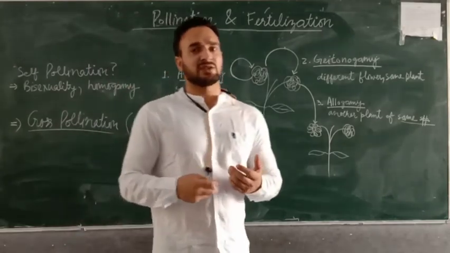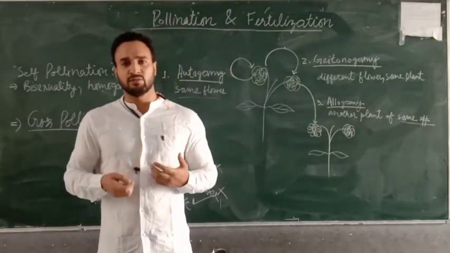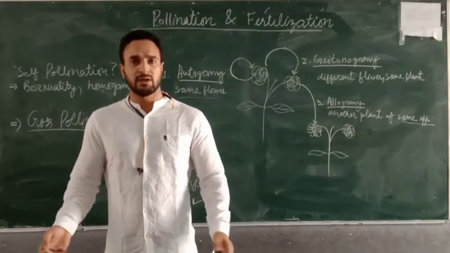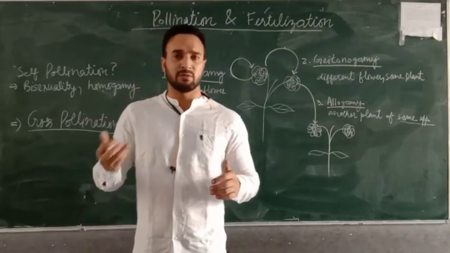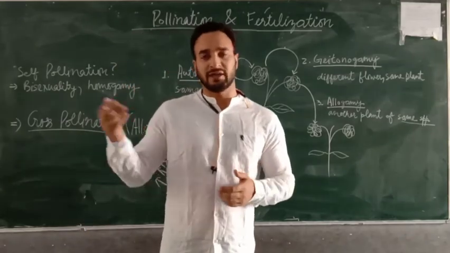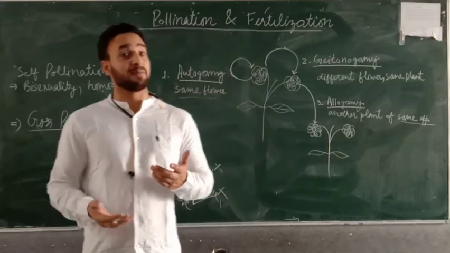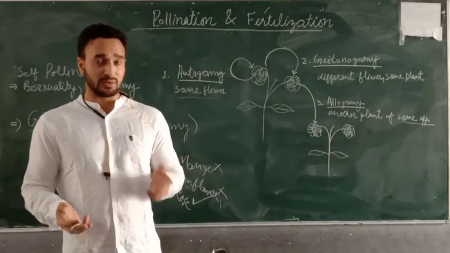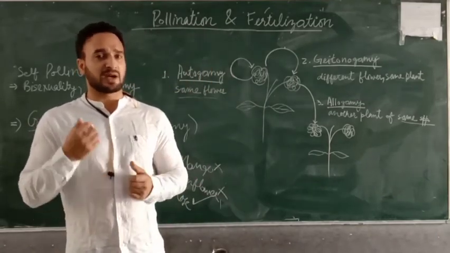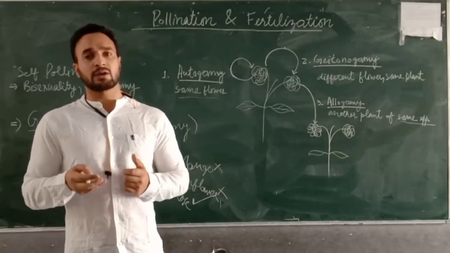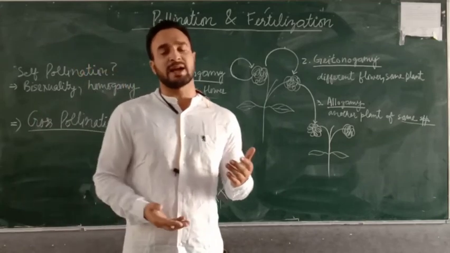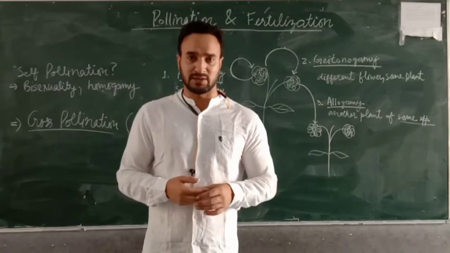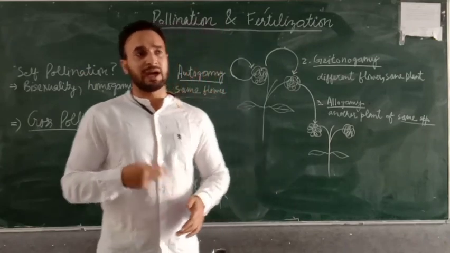But for generalization, I can tell you that, like we humans only marry humans, a man marries a woman, right? A man does not marry a cow, right? The same thing happens in the case of plants. The successful transfer of pollen grains always occurs between the plants of the same species. Understand?